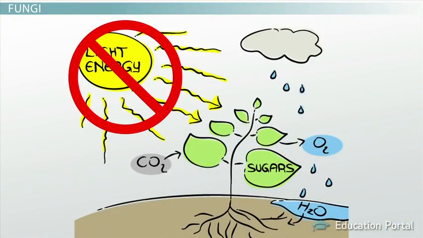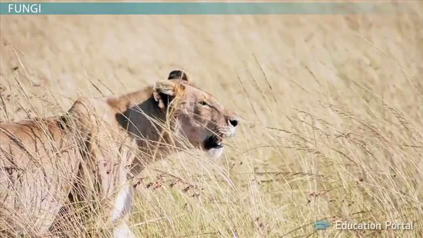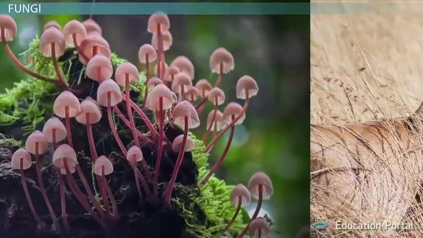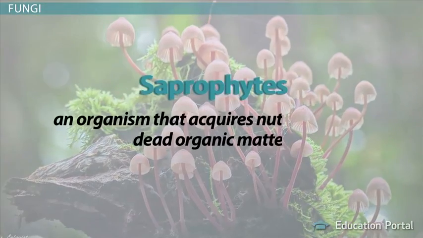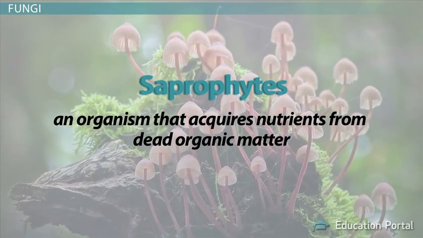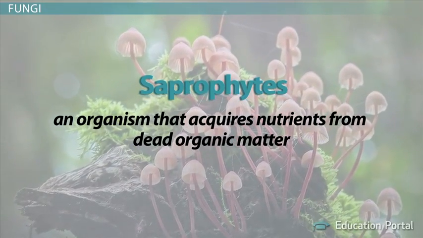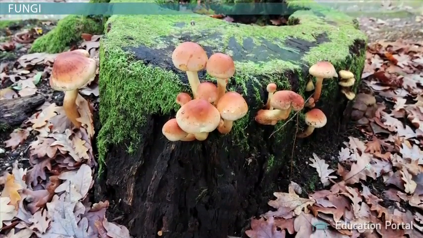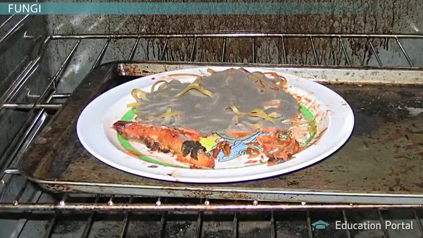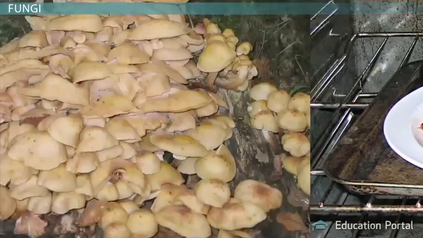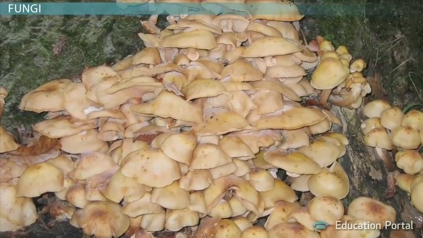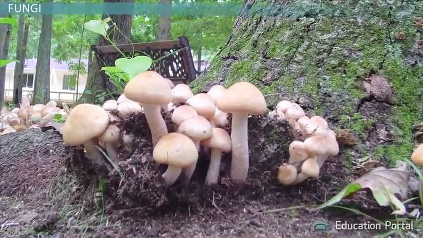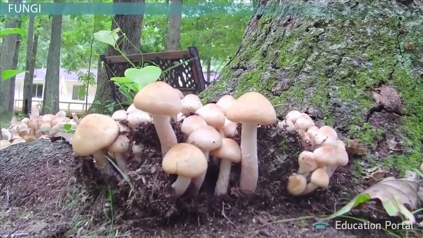So, if fungi can't perform photosynthesis, and I've never seen a mushroom hunting game on the savanna, what do they do for nutrients? Many fungi are saprophytes. A saprophyte is an organism that acquires nutrients from dead organic matter. This can be as common as seeing mushrooms growing on dead wood or mold surviving in your refrigerator on last week's takeout food. These fungi are actually very important to the health of the ecosystem, rapidly breaking down plant and animal material and returning it to a more usable form.